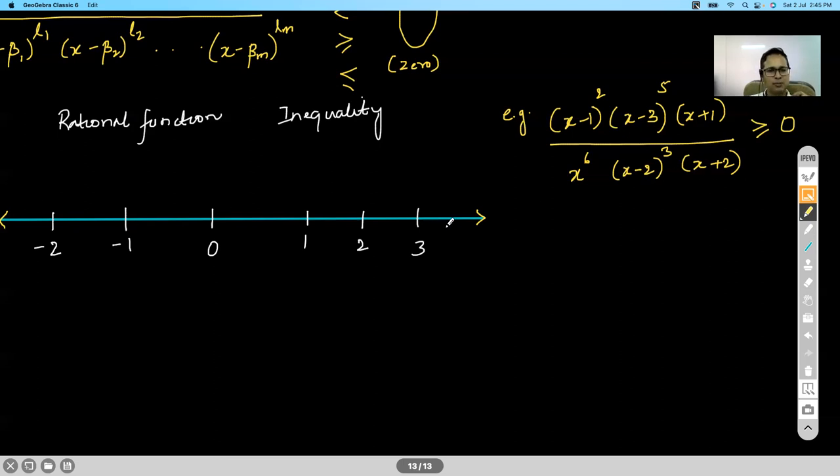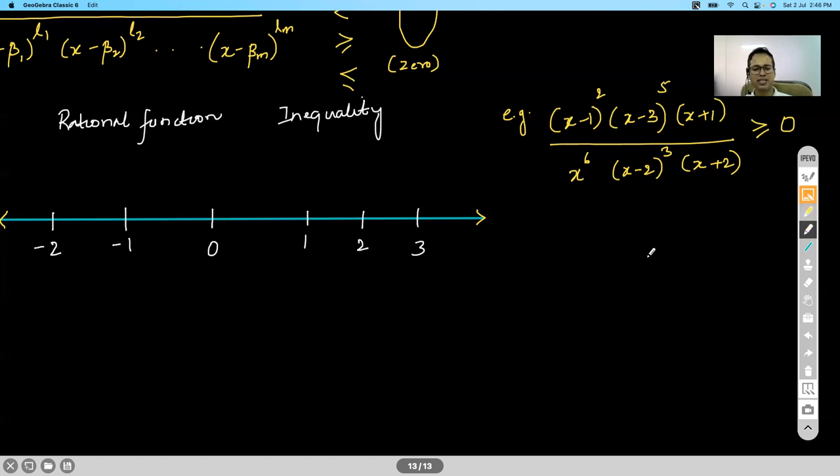Now this number line, because of these numbers that you have put on it, has split the number line into intervals. So you have one interval here, one here, one here, one here, one here, one here, one here. So 7 intervals have been created by these numbers. This step is clear to everybody: make a number line, plot the zeros of each factor on that number line.